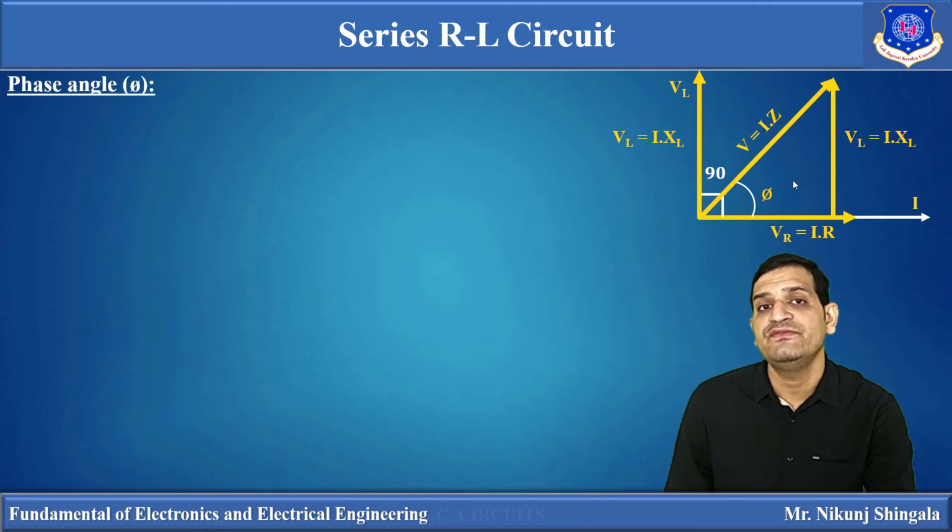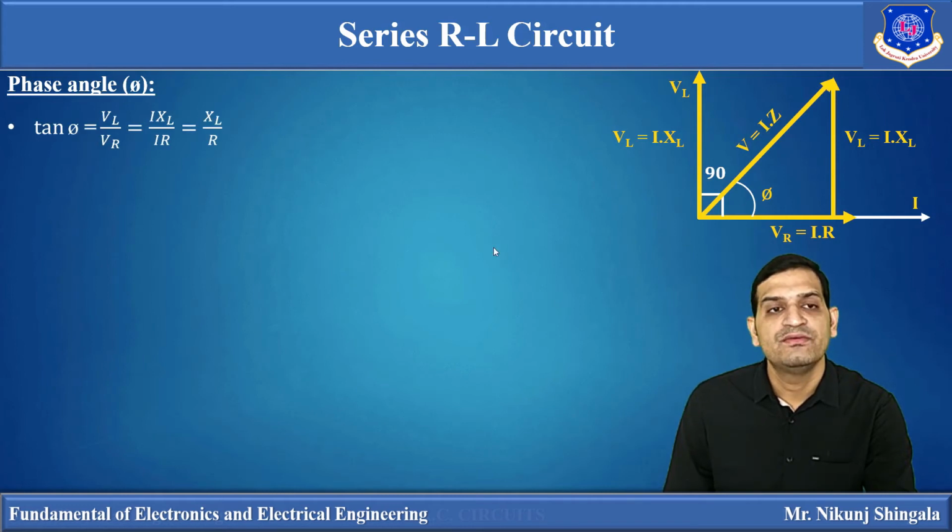Now the phase angle. What is the phase angle that we are getting between applied voltage and resultant current? Suppose the angle is represented by phi. From this triangle we can write tan phi is equal to VL divided by VR. Now putting the value of VL is equal to I XL and VR is equal to I R, I XL divided by I R, I is cancelled from numerator and denominator, so finally tan phi is equal to XL divided by R. So phi is equal to tan inverse XL divided by R. This is nothing but the phase angle for the series RL circuit.